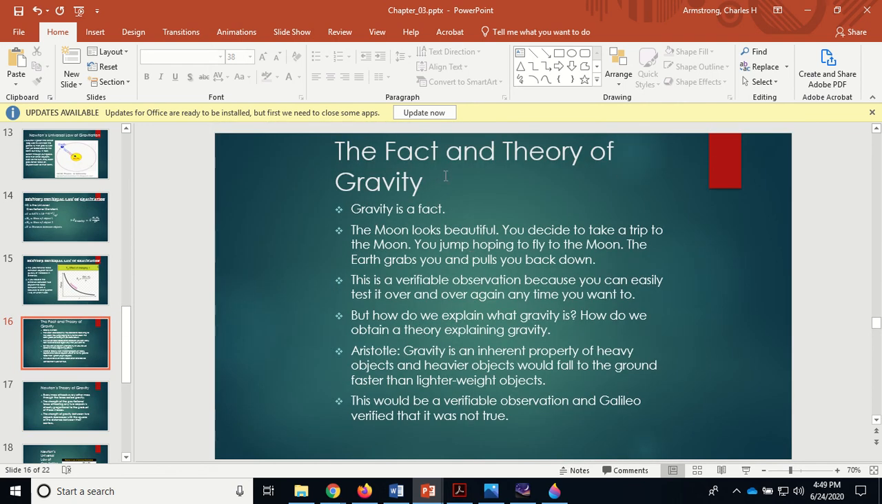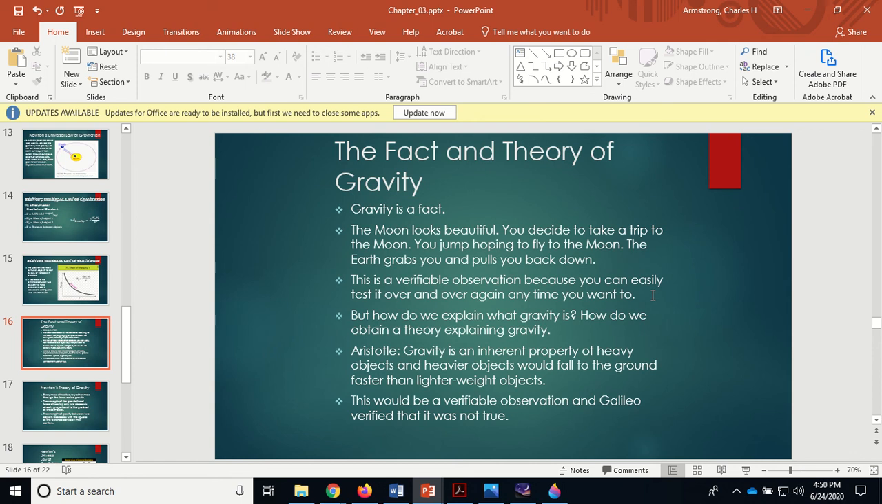The fact and theory of gravity. Gravity is a fact. The moon looks beautiful. You decide to take a trip to the moon. You jump hoping to fly to the moon. The moon grabs you and pulls you back down. This is a verifiable observation because you can easily test it over and over anytime you want. That's what science loves. You got to be able to see the same result over and over and over again. If you see a different result one time, then you got to go back and figure out why you got the different result. But you jump up, you fall back down.